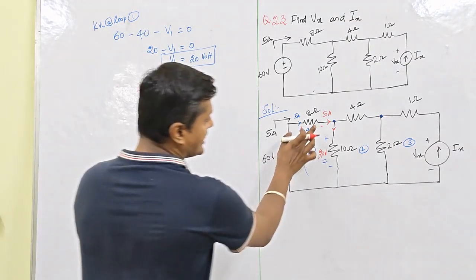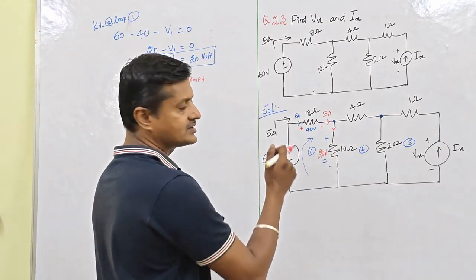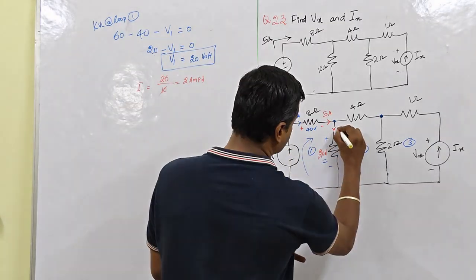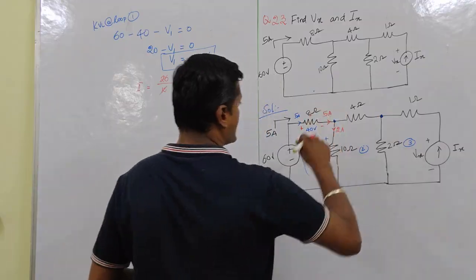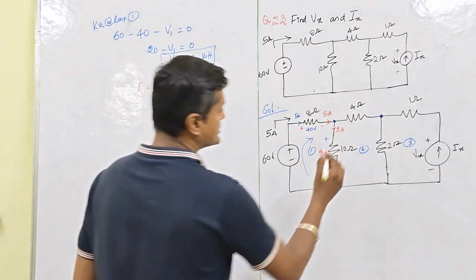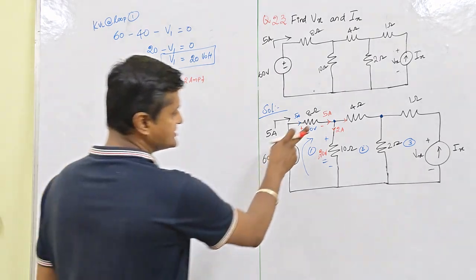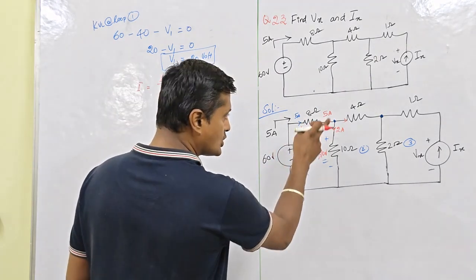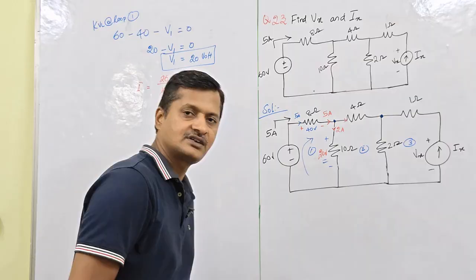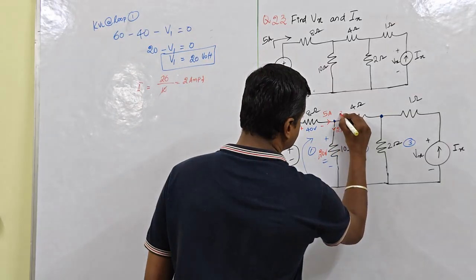So here 5 amps current enters, and 2 amps current enters here at the plus. So here it is 2 amps. So I am applying Kirchhoff's current law at node 1. So the sum of currents entering: 5 amps current enters here, 2 amps goes out here. So what is the current going out here, sir? Exactly, it is 3 amps.